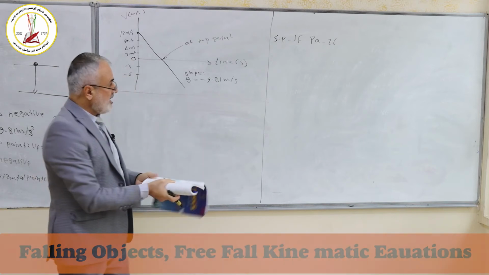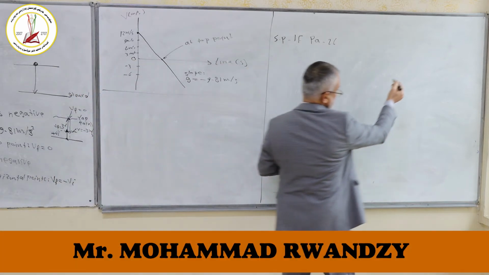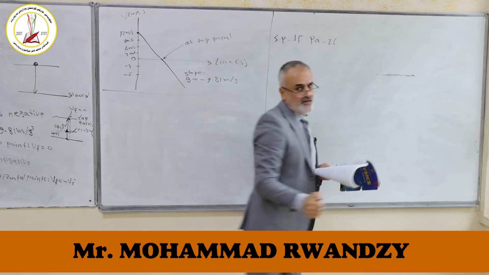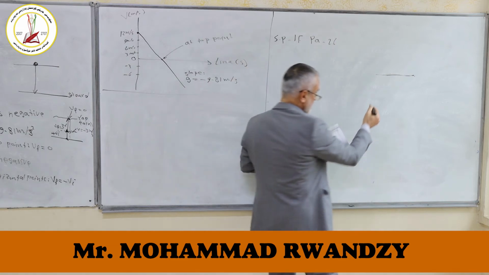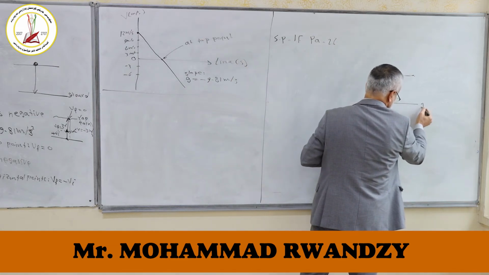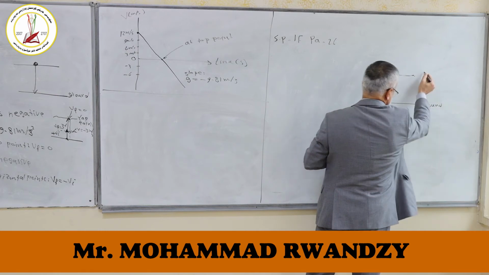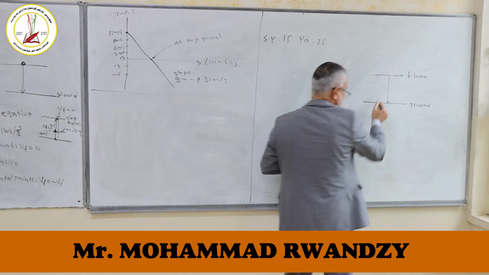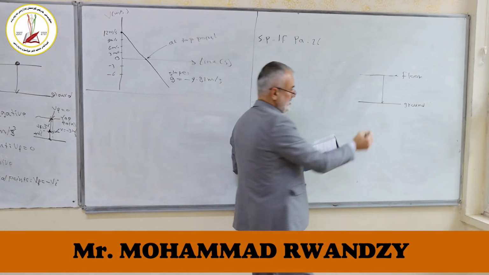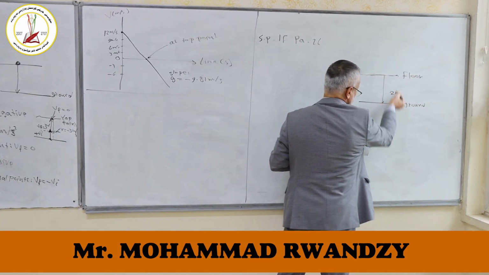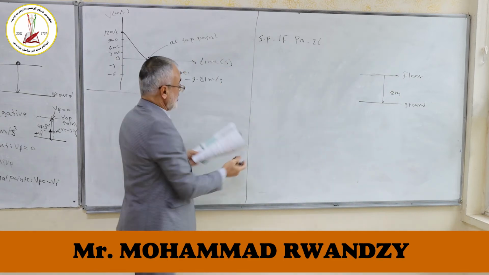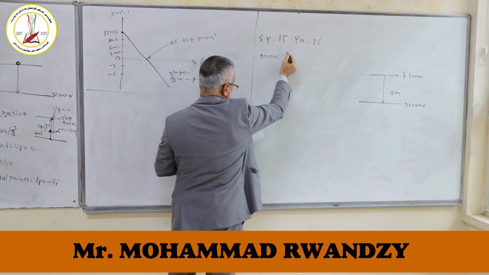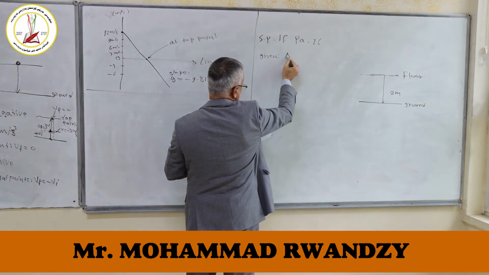Okay, student, let me draw our case. First, the ball is here on the floor. Here, this is the ground, and this is the floor. The height of the floor, how much? It is equal to 2 meters. So our givens, student, write down your givens: h, the height, equals delta y.